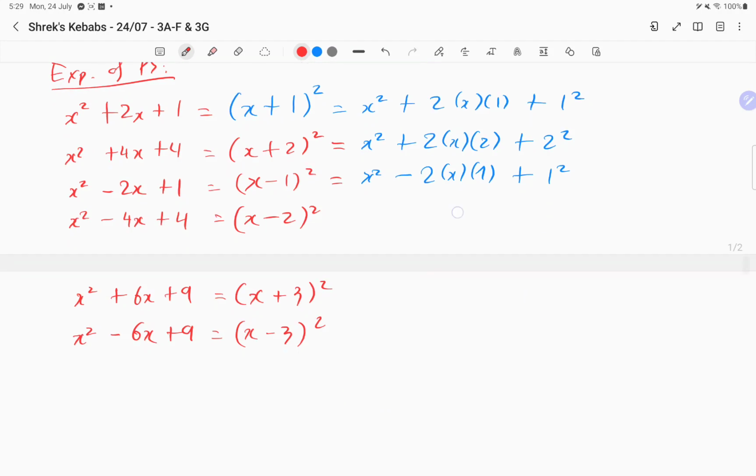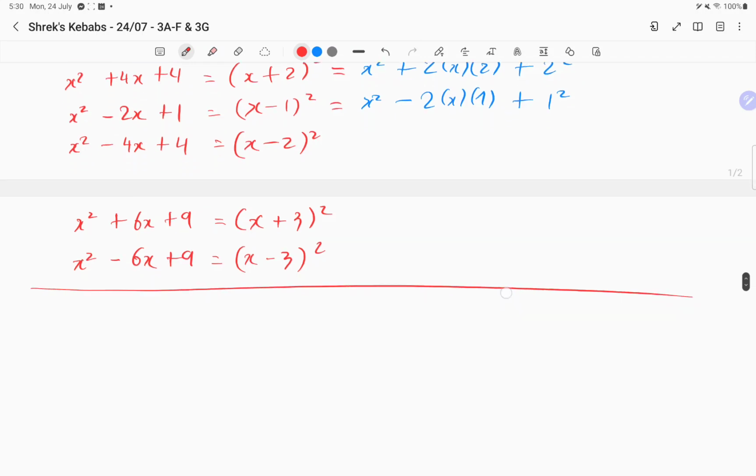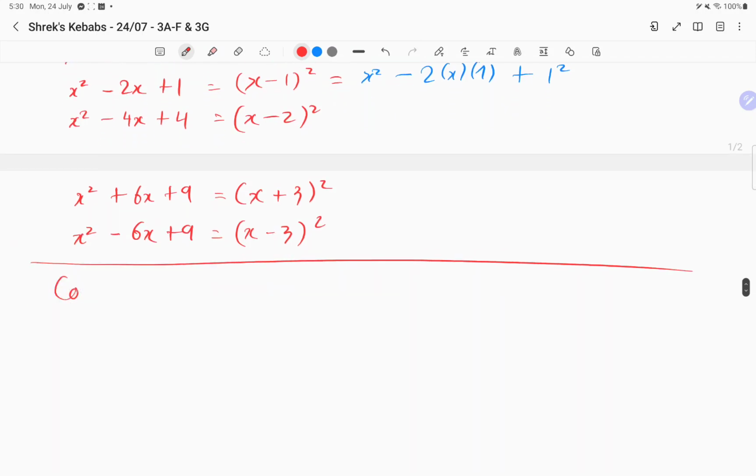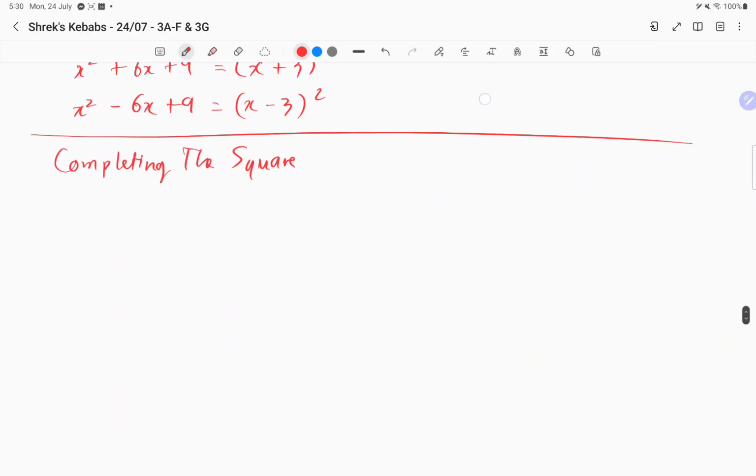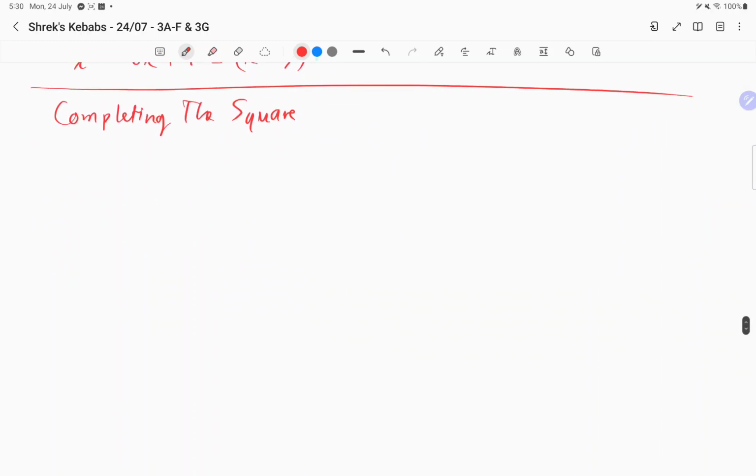All right. So now let's do a bit of revision on completing the square. Okay. So when you guys are completing the square, if you get something like this, let's say x squared plus 2x minus 1, what are we missing in order to complete the square?